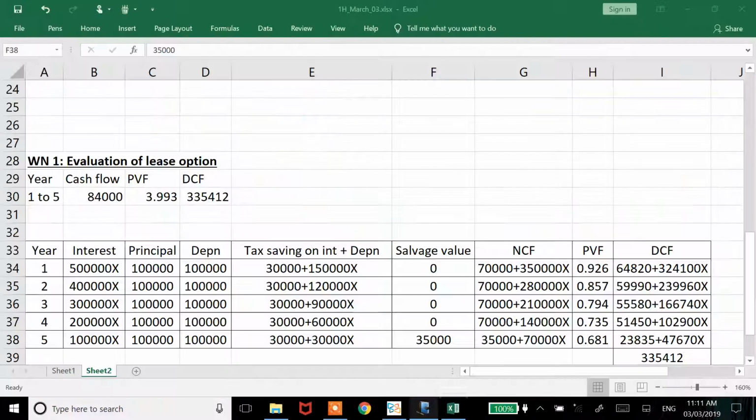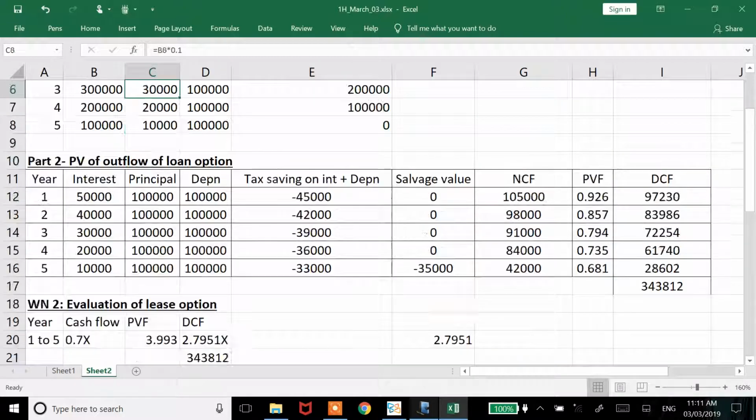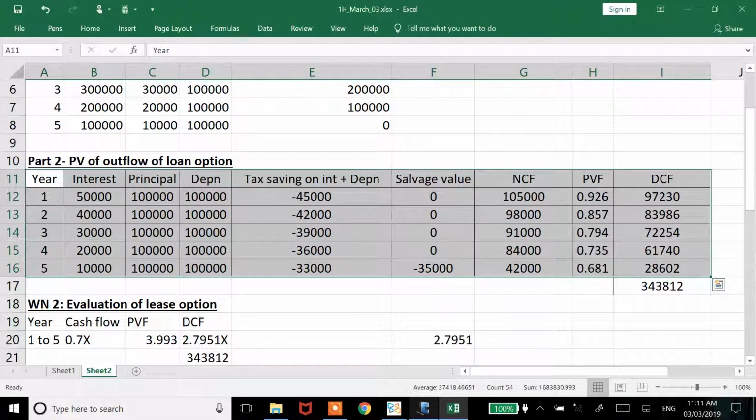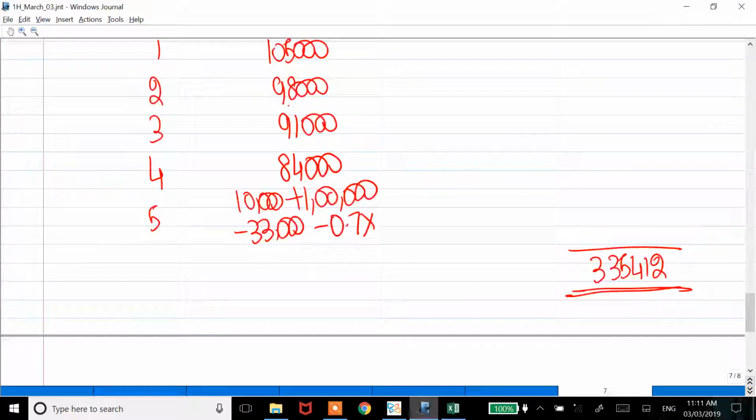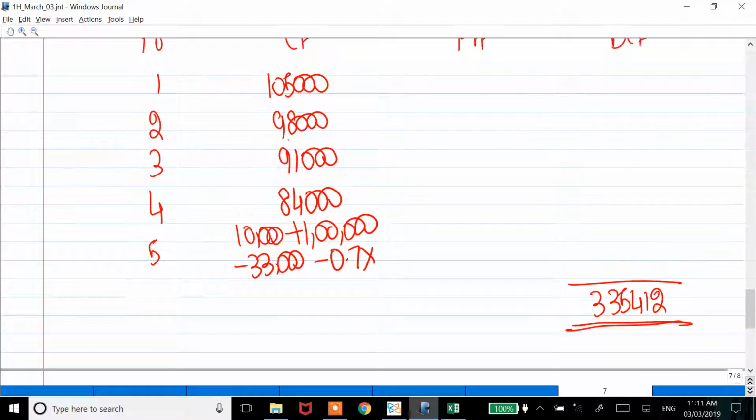See, the point is, this is the structure. Now, in this structure, what will undergo a change is something which you should be very clear. Interest is not going to change, principal is not going to change, depreciation is not going to change, tax saving on interest and depreciation is not going to change, salvage value is going to change. When interest was changing, interest changed, principal remained same, depreciation remained same, tax saving on interest and depreciation changed, salvage value remained same, NCF changed. There were multiple changes, so I had to do the detailed calculation. Here only one item is changing, so we are directly writing it. You equate and tell me the salvage value finally. 1,05,000, 98, 91, 84. This number, PVF, DCF.